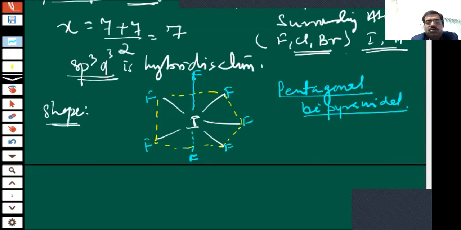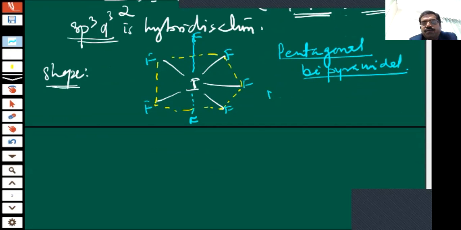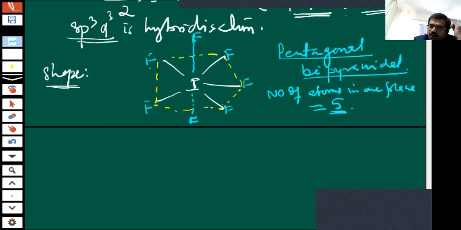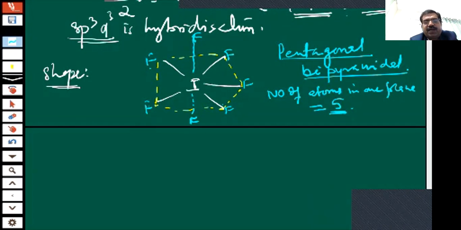Now, the maximum number of atoms in one plane is equal to what? So 1, 2, 3, 4, 5. The answer is 5, children, if we consider this as the plane, pentagonal.